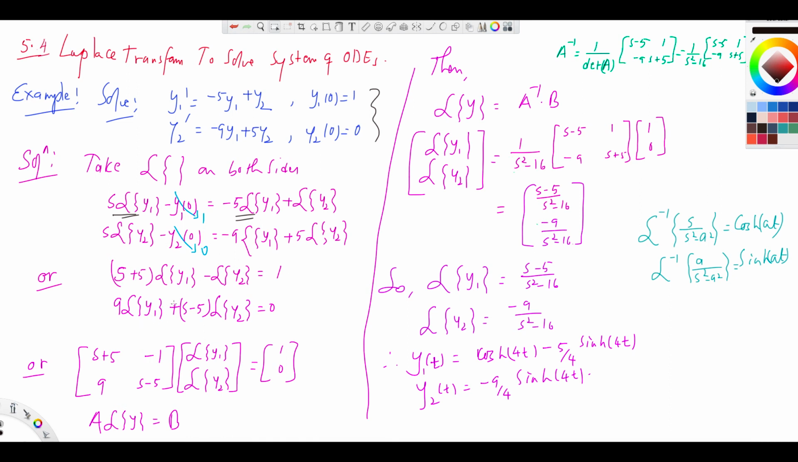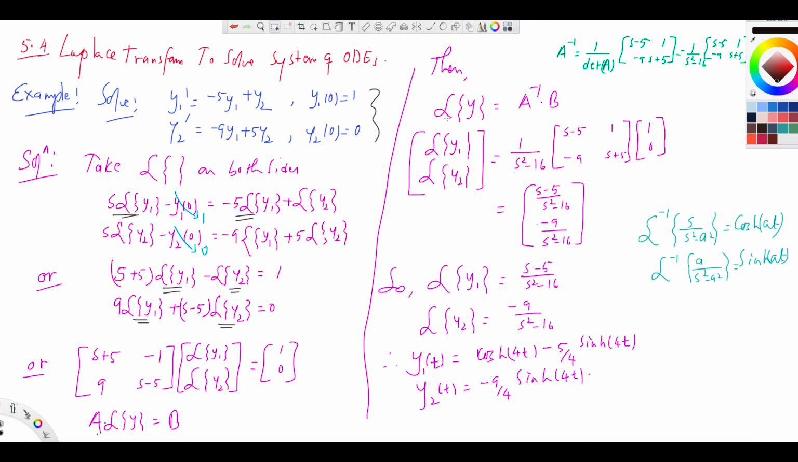Now you can write this in matrix form, right? Because you see that this is the Laplace transform of y1, the Laplace transform of y2. Similarly, the Laplace transform of y1, the Laplace transform of y2. I wrote it in this matrix form: s plus 5, minus 1, the coefficients of that, and then 9 and s minus 5, times the Laplace transform of y1 and the Laplace transform of y2. This is the matrix multiplication, and on the right hand side you have 1 and 0. So it is in the form of A times the Laplace transform of y equals b.